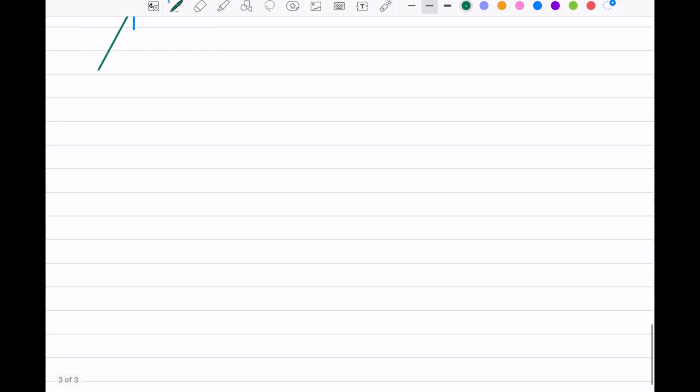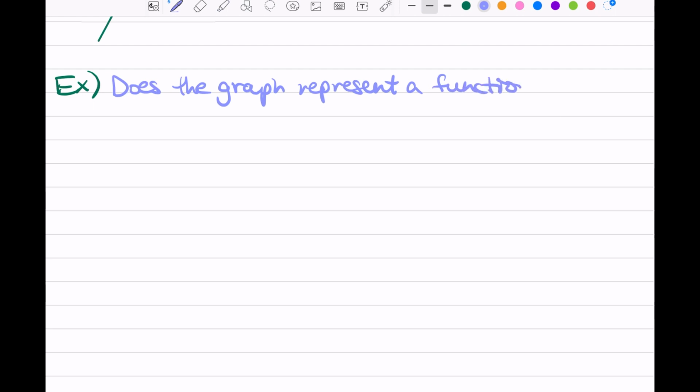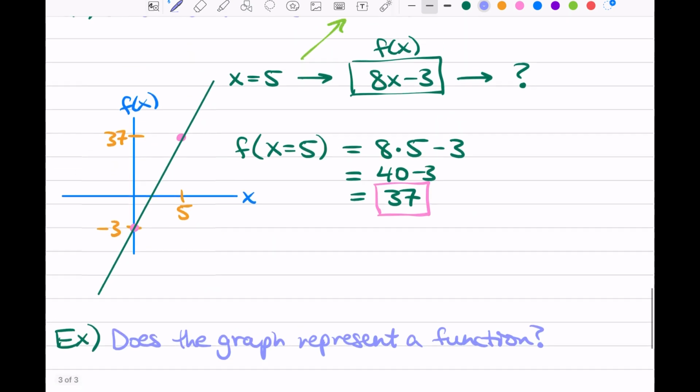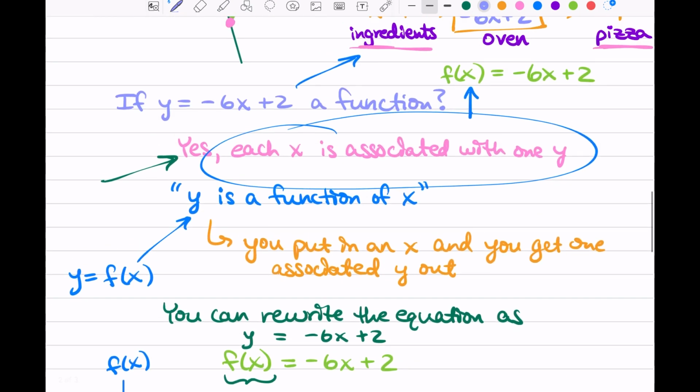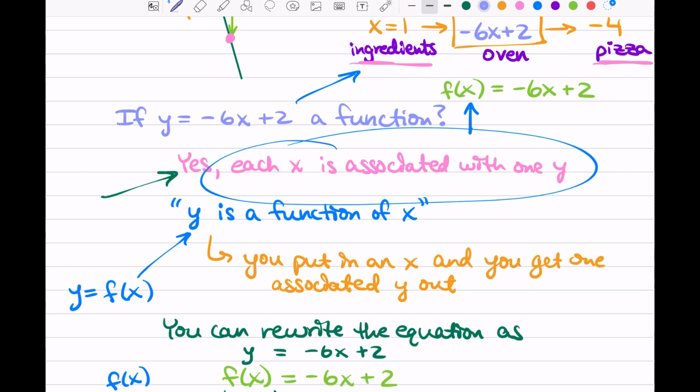All right, another example. Does the graph represent a function? Okay, so a function, remember, we're saying that each x is associated with one y. That is our big takeaway here. Each x is associated with one y.